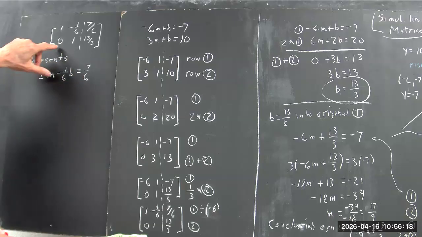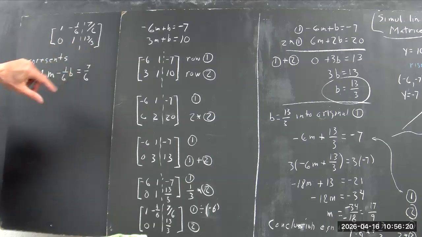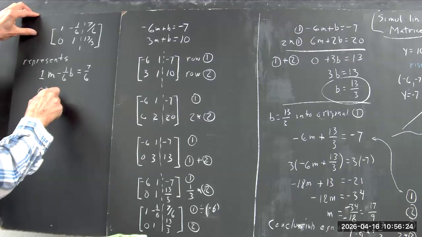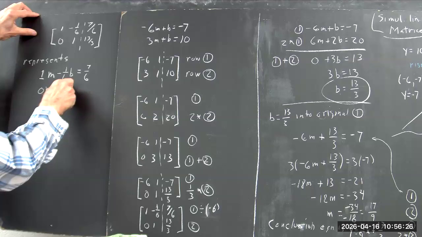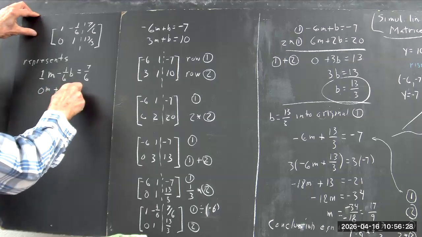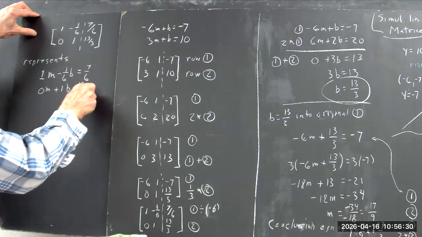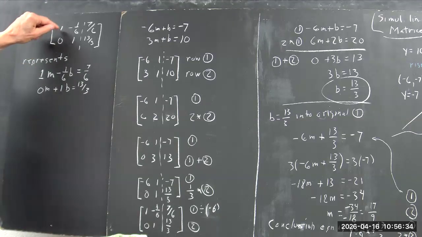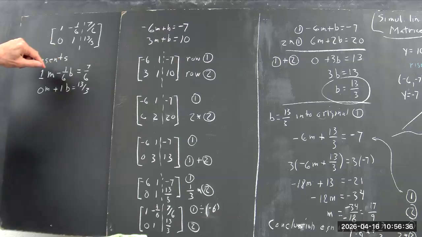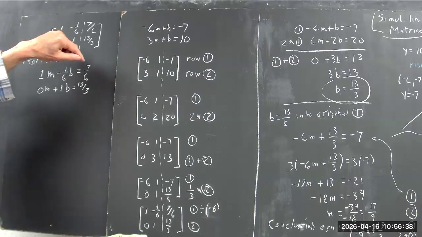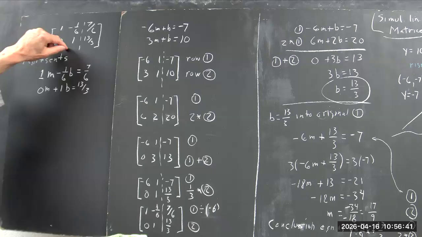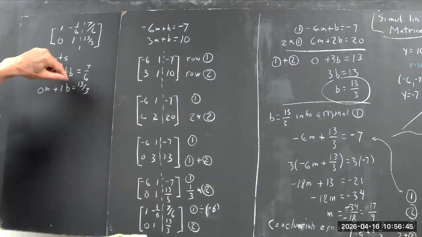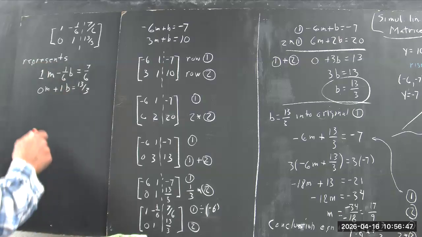Second row, numbers are 0, 1, 13/3. The 0 means I have 0m plus 1b equals 13/3. So again, the row 0, -6, 7, 6 represents 1m minus 1/6 b equals 7/6. 0, 1, 13/3 represents 0m plus 1b equals 13/3.